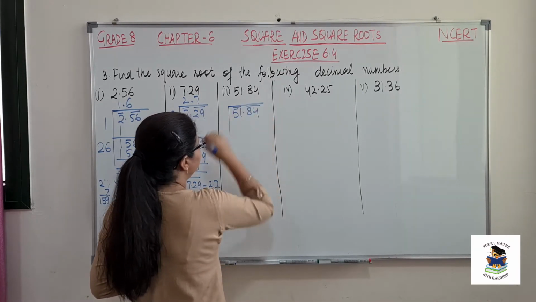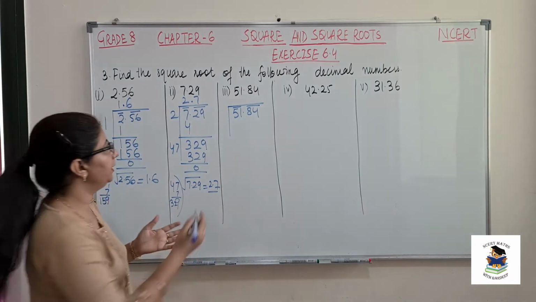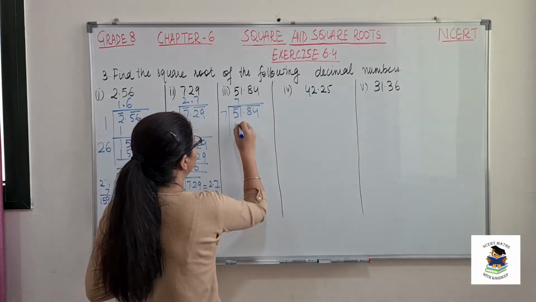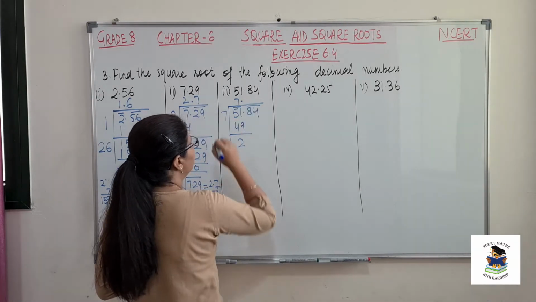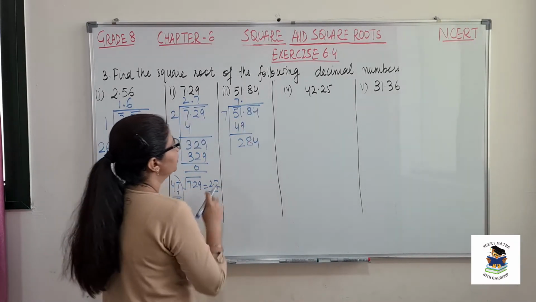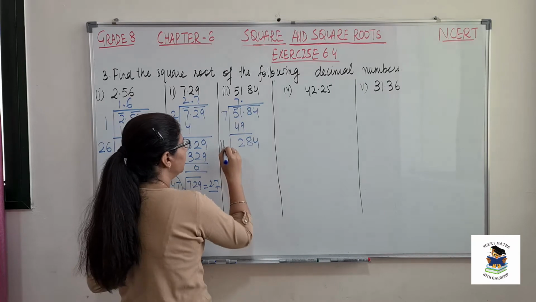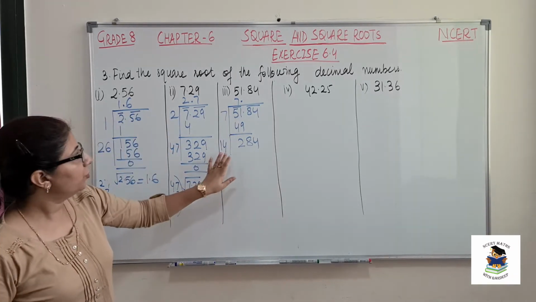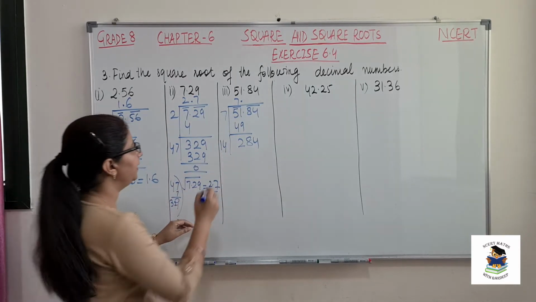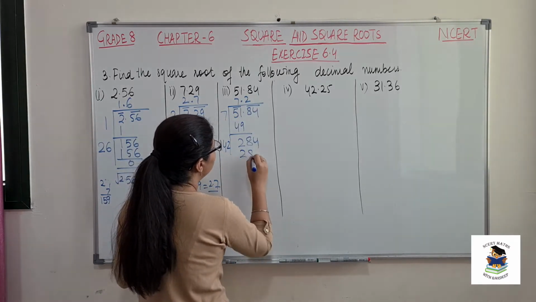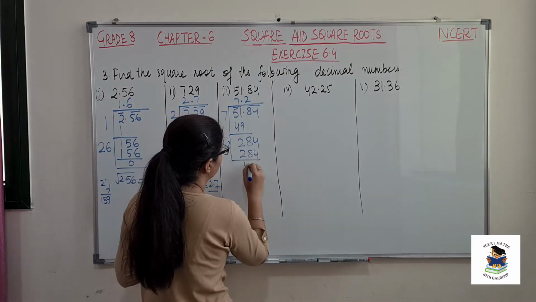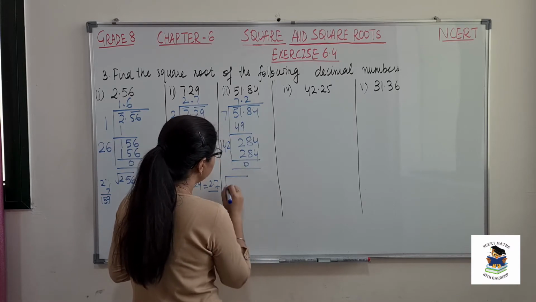This pair and this pair. So 7 7s are 49. So we'll start with 7 here. 49, 2 is remainder. Decimal will come up and then 84. So now 7 and 7 is 14 here. So 14 2s are 28. So directly we can use 2 here. So 284.